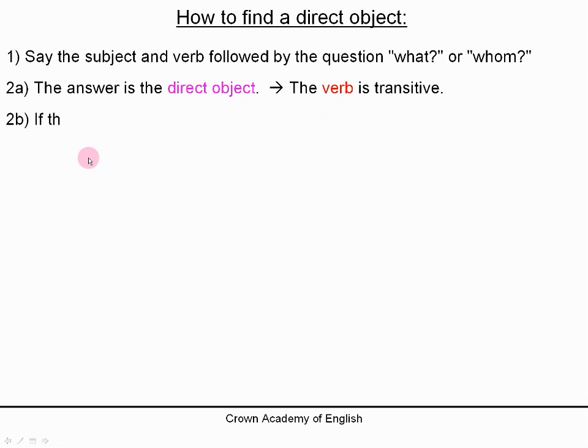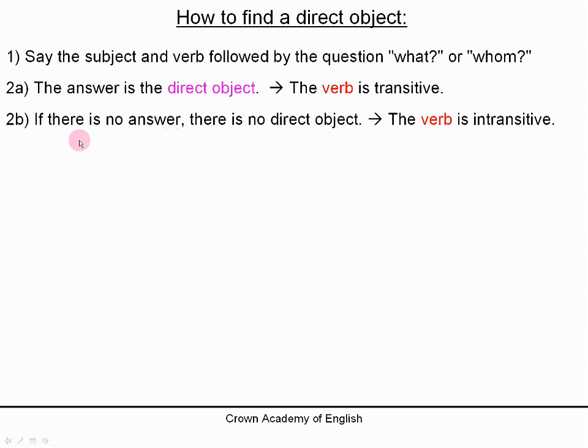But if there is no answer to this question, if we cannot find an answer, then that means that there is no direct object. And since there is no direct object, the verb is intransitive. Let me give you two examples.